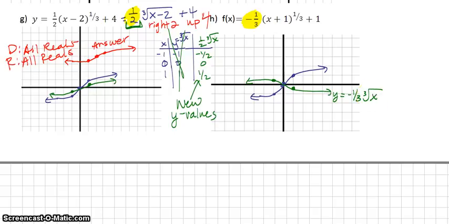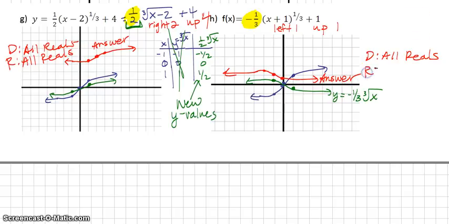Okay, now thinking about this translation, I'm thinking left 1, up 1. So I'm going to take my green graph and go left 1, up 1. Left 1, up 1 for each of the points. I'm going to draw in my graph. It's getting a little tight, so I'll just write answer. And then again, domain is all reals. Range is all reals. Please pause and go back and write down anything that you may have missed.